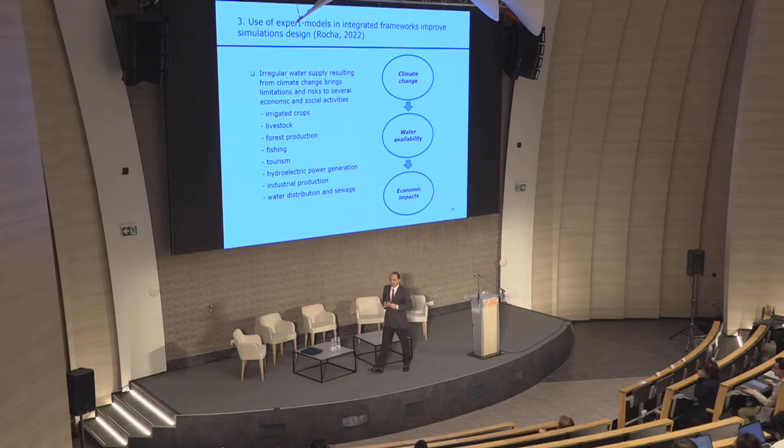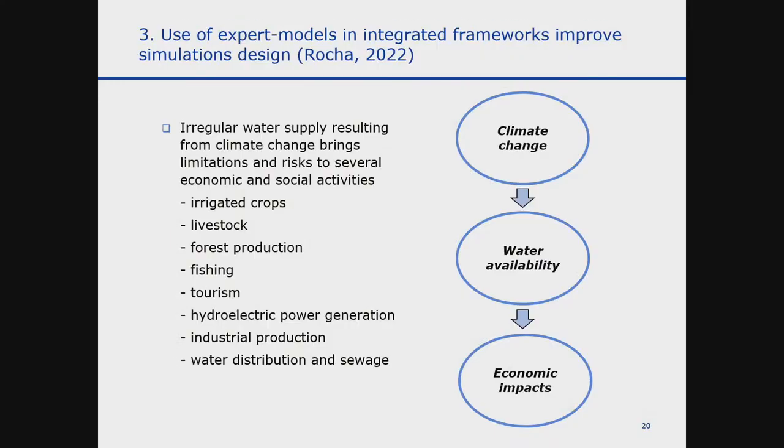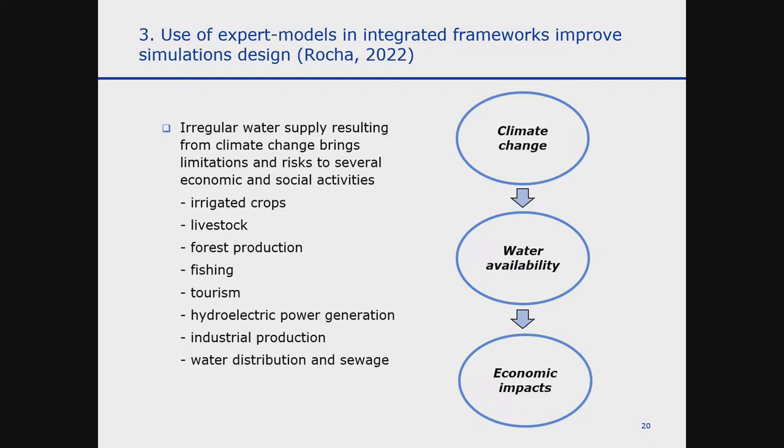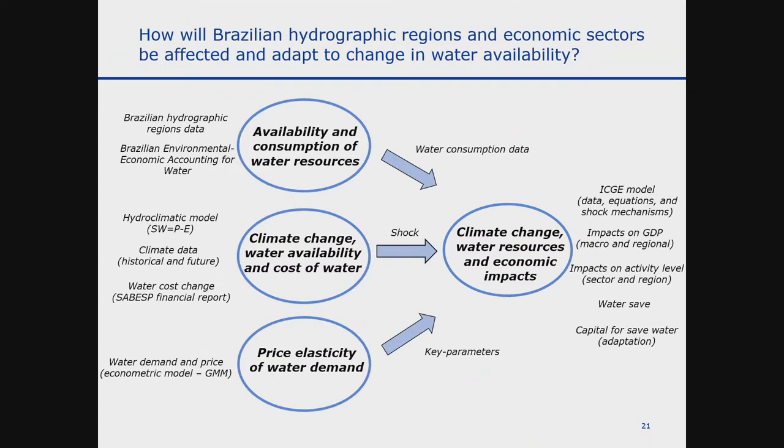This is related to a PhD dissertation defended in 2022, 2 years ago, at the Department of Economics at the University of São Paulo. Basically, what Ademir Rocha was looking at is trying to integrate hydroclimatic models with spatial CGE models with a proper spatial aggregation related to Brazilian watersheds. So given climate shocks that would affect water availability in the different watersheds in Brazil, that would create different direct impacts in different sectors that would propagate to the whole economy.